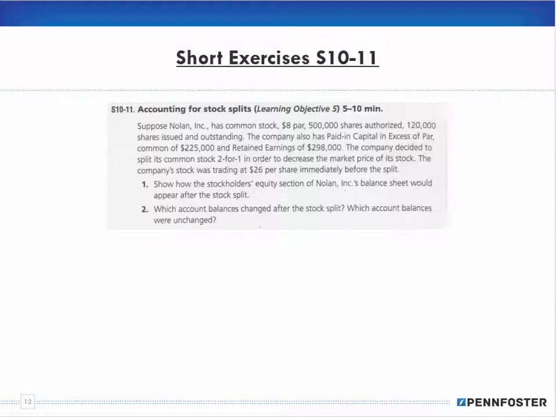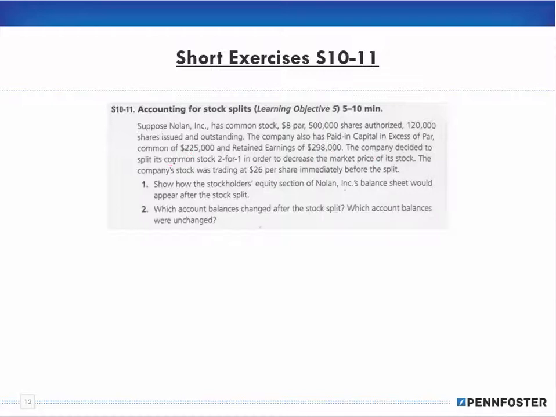Suppose Nolan Inc. has common stock, $8 par, 500,000 shares authorized, 120,000 shares issued and outstanding. The company also has paid in capital in excess of par, common, of 225 and retained earnings of 298,000.